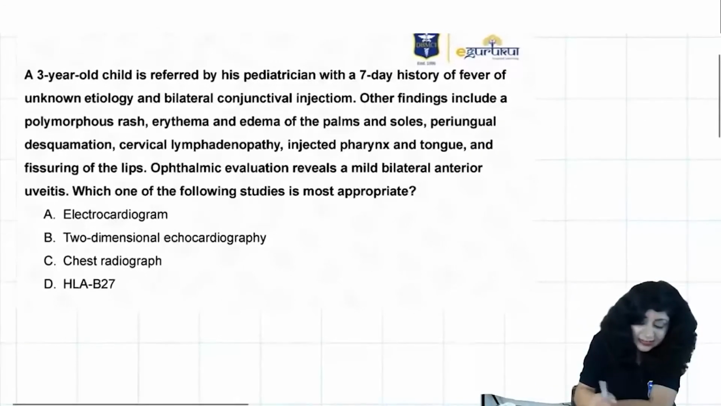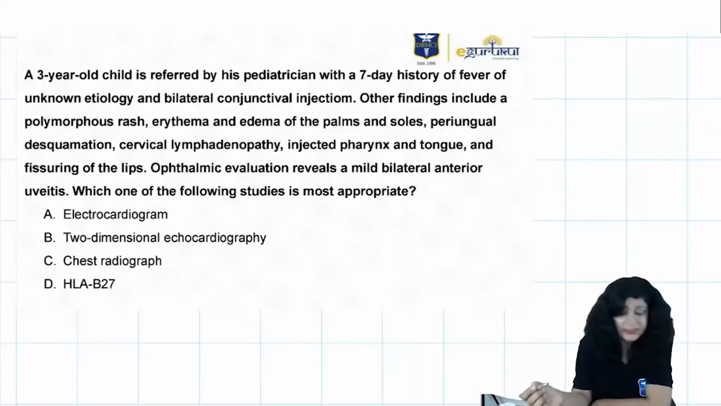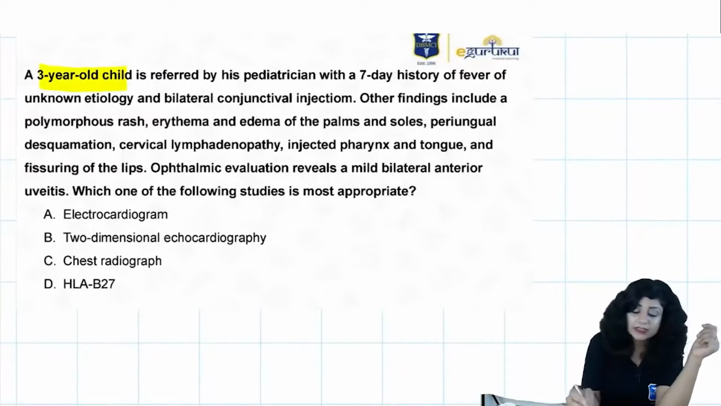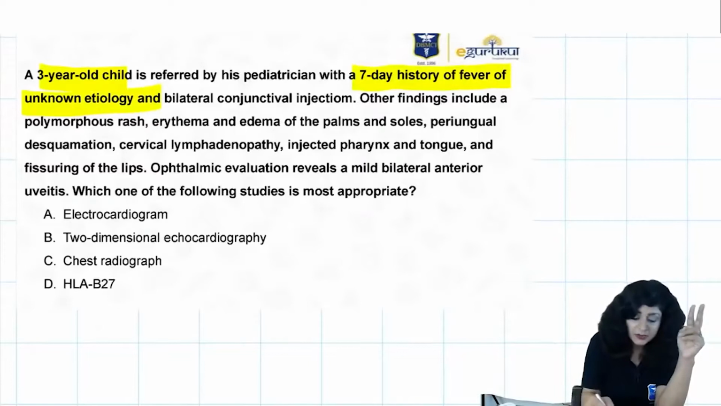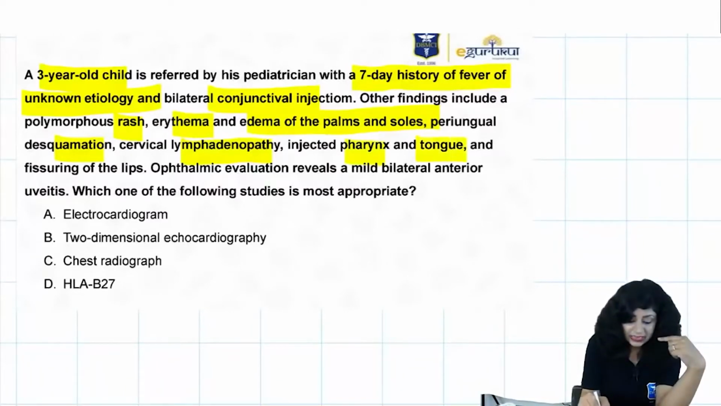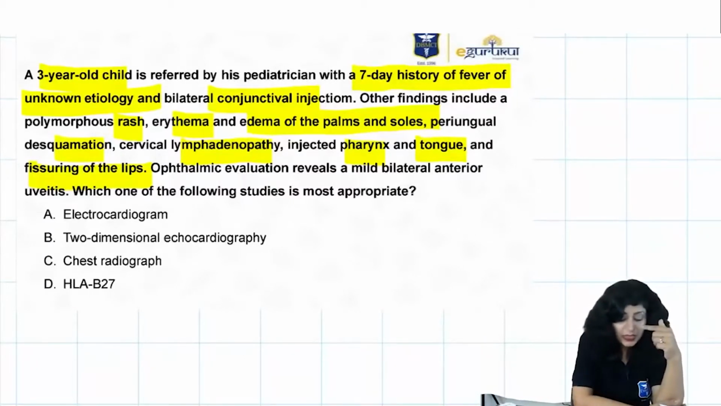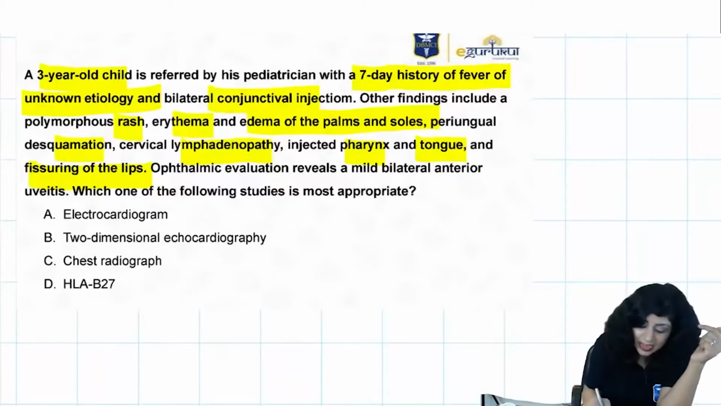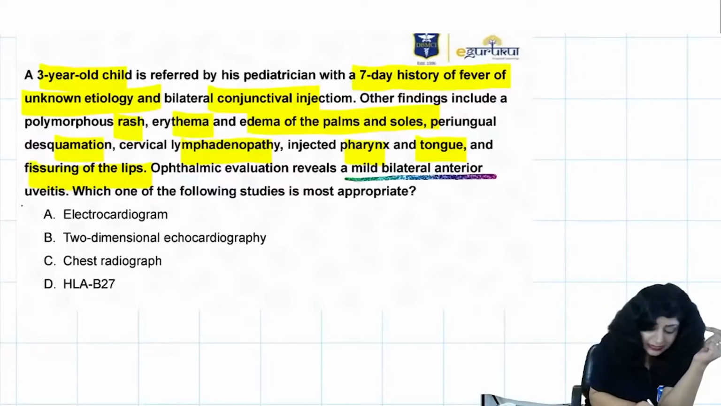So it's again a very good integrated question. Let's see this. This is a 3-year-old child who is coming with a 7-day history of fever of unknown etiology. We have bilateral conjunctival injection. We have polymorphous rash, erythema, edema of the palms and soles. Periungual desquamation is there. Lymphadenopathy is there. Injected pharynx, tongue, and even fissuring on the lips is also there. And in the eye we may have mild bilateral anterior uveitis.